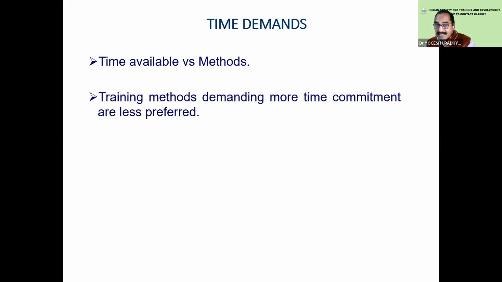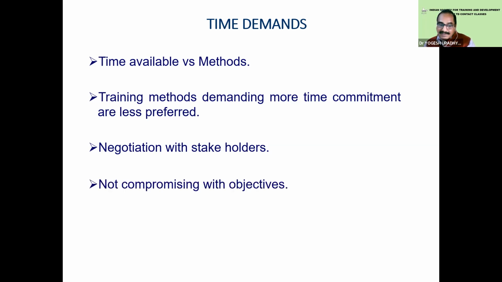So training methods demanding more time commitment are less preferred, because time is always limited. Negotiate with the stakeholder. And who is the stakeholder? The one who can give you more time. We make an agreement: okay, we will cut short lunchtime. Always we are overshooting, so instead of 1 hour, we'll go for 40 minutes. So that is where we can negotiate. You cannot negotiate on the learning objective, not compromising with the objective.